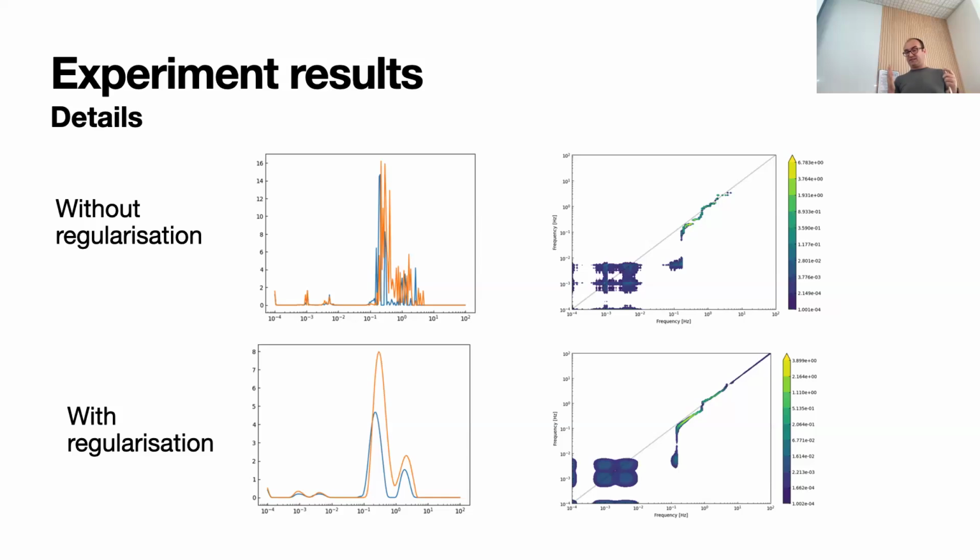Here are the same results, now a little bit more clear. I did it on purpose. So this up here is without regularization. This is the matrix. And this one here is with regularization.